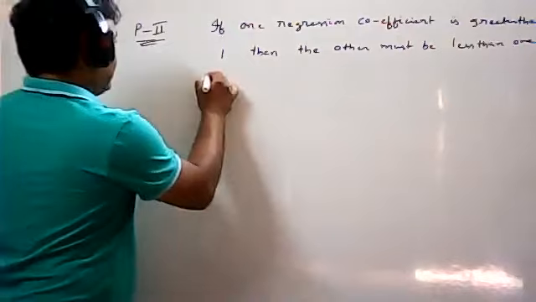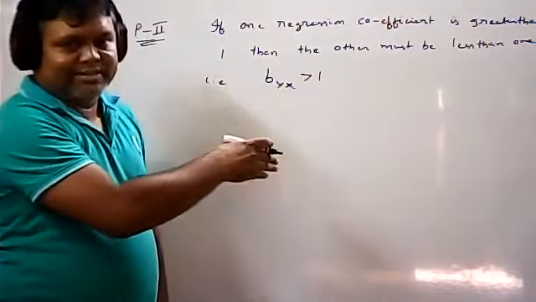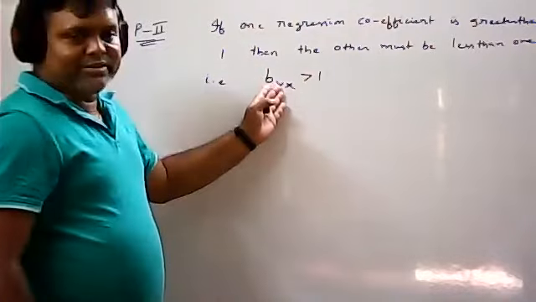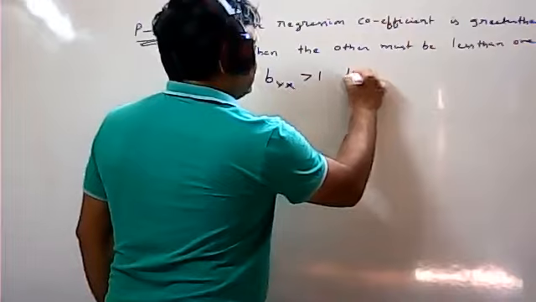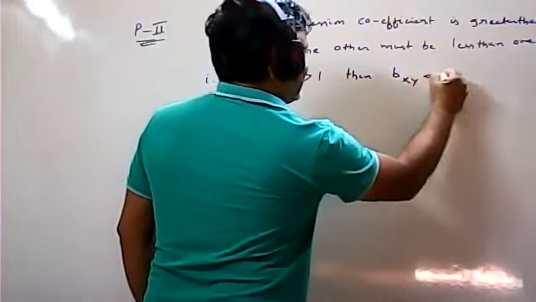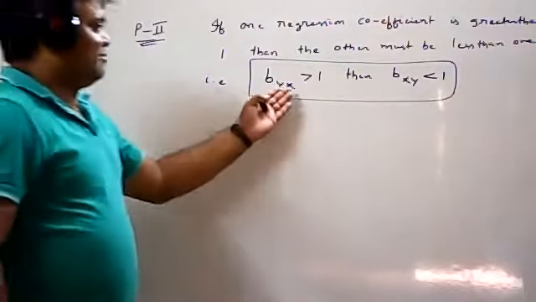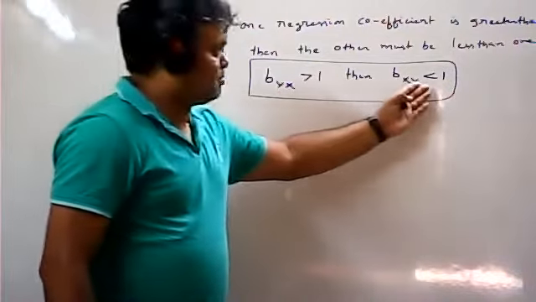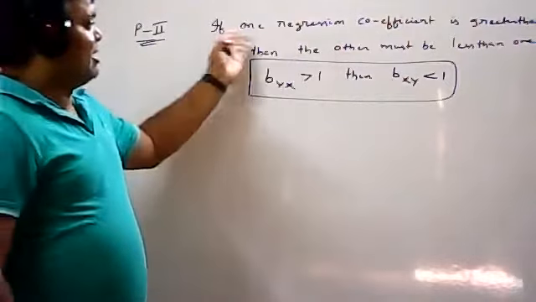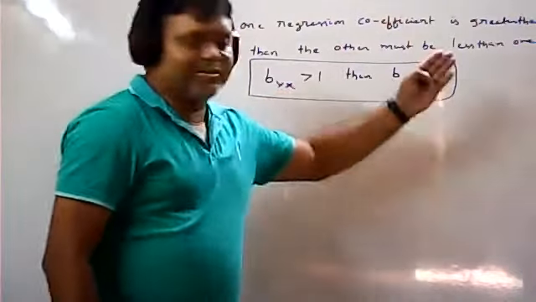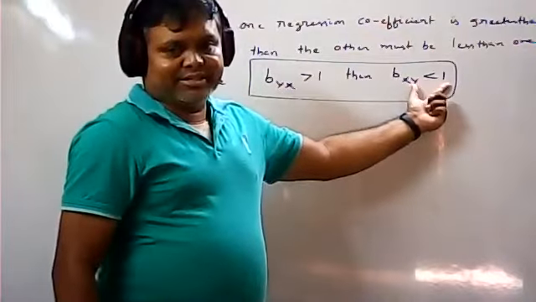So what you have to prove is, for example, I will assume byx is greater than 1. You can take any one, either byx or bxy. So I will assume that byx is greater than 1. Then you have to prove bxy is less than 1. That is the meaning of this statement: if one regression coefficient is greater than 1, the other must be less than 1. That means you can consider this one and you have to prove this regression coefficient is less than 1.